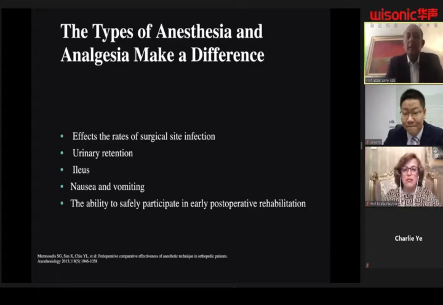It actually affects the rates of surgical site infection, the incidence of urinary retention. You have the ileus, nausea and vomiting, and the ability of the patient, as I said, to safely participate in the early postoperative rehabilitation, which is very important for the success of the operation.